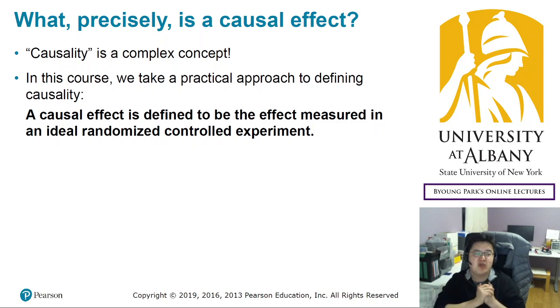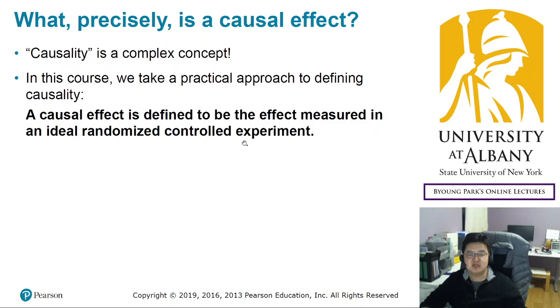But I will remind you what we want and what is the object we would like to estimate. It is important. So simply speaking, in one sentence, a causal effect is defined to be the effect measured in an ideal randomized controlled experiment.